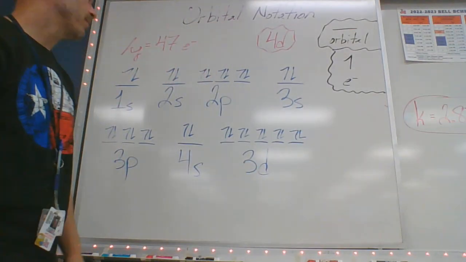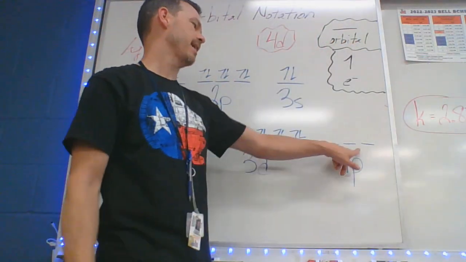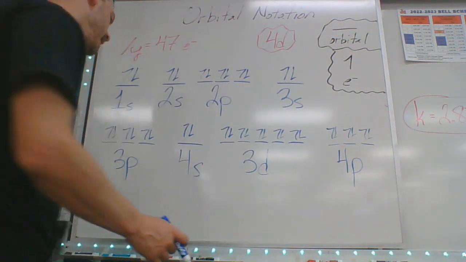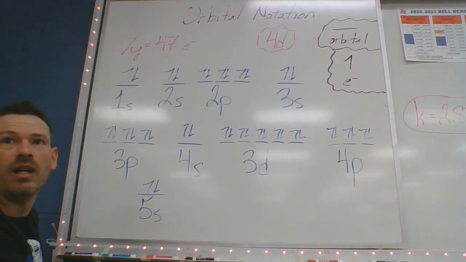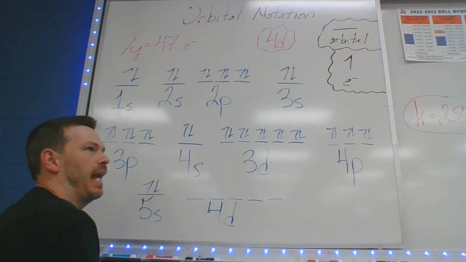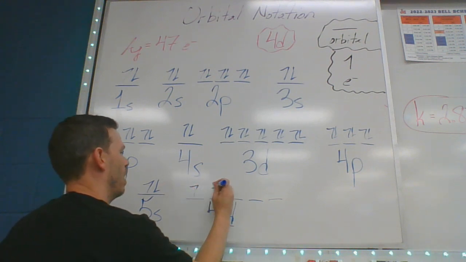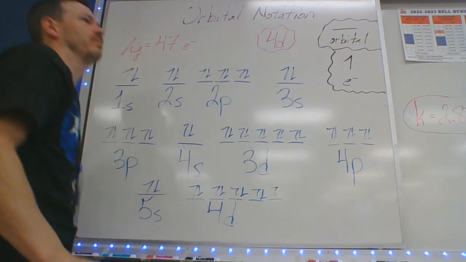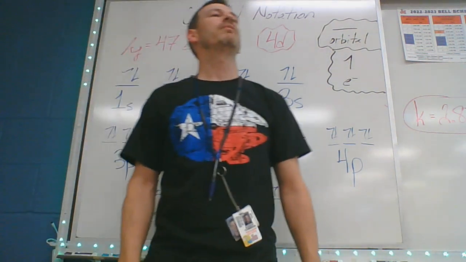All right, after 3D comes 4P. P has three orbitals. Up, up, up, down, down, down. After 4P comes 5S with two electrons. And then you hit that magical 4D area. Of course, a D has five orbitals. And silver is the ninth of the 10 squares. So one up, up, up, up, up. Down, down, down, down.